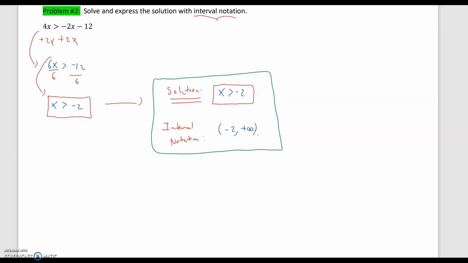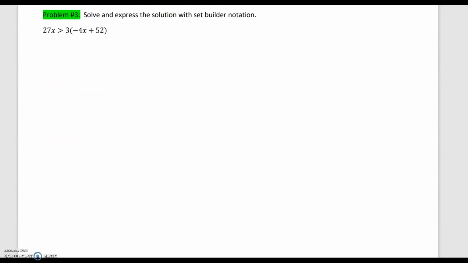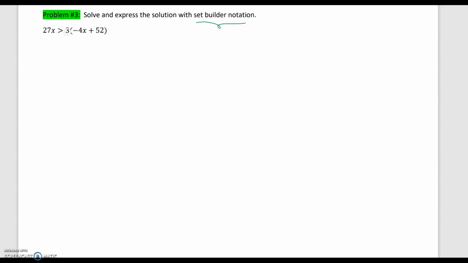Let's move on to problem 3. In 3, they're asking us to solve, and they want the solution in set builder notation. Okay, and same idea, we want to put the x's on the left-hand side. We could distribute the 3, but our numbers are going to get larger. This one is going to work out nicely if we divide by 3 on both sides. That's because the left is divisible by 3.